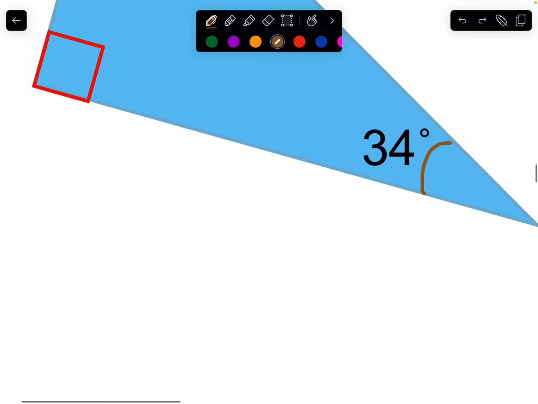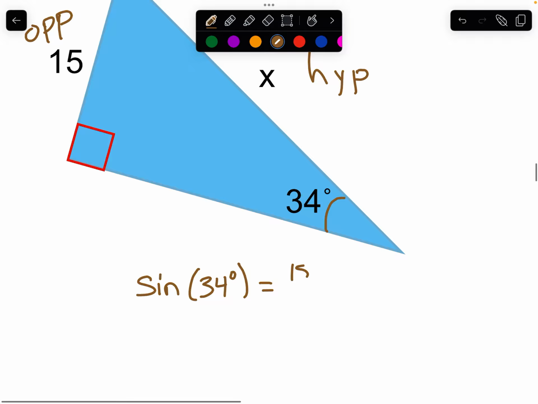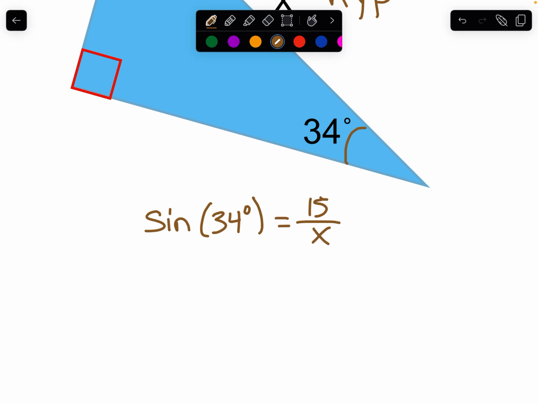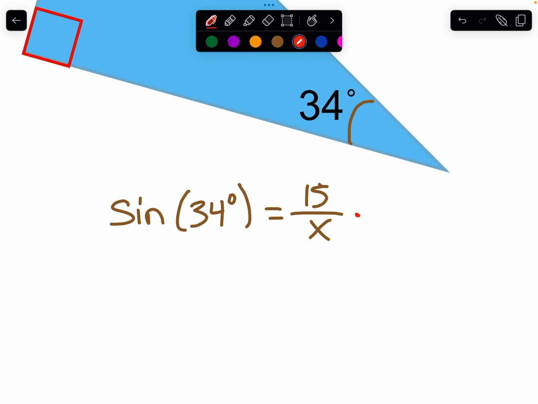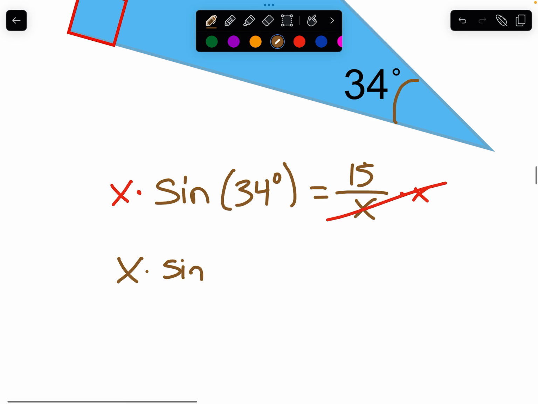So here's the setup here. We would say sine of this 34-degree angle would be equal to the opposite side, which is 15, over the hypotenuse, which is that x we're trying to solve for. So there's the setup. Let's talk about solving for x now. Currently, x is trapped in the denominator of that fraction on the right-hand side. So to get it out of that denominator, let's multiply by x on both sides. So now we have x times sine of 34 degrees equaling 15.